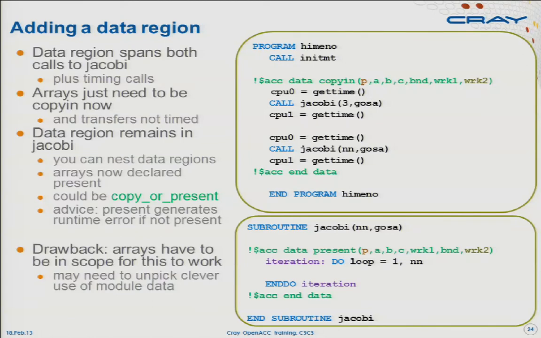Of course, what happens now is that because we're going to move the arrays here, we have to go into Jacobi and say, instead of the copy and copy in, we're now going to say, these are present. We're not going to say present or copy, because we know the only calls to Jacobi are inside this data region, so they're always going to be present. If this fails at runtime, we've broken our code somehow, and we want to know about that.